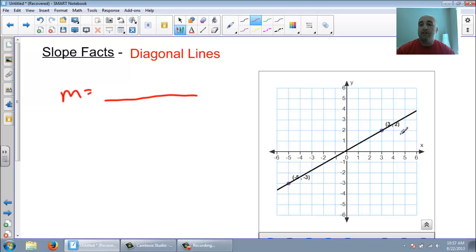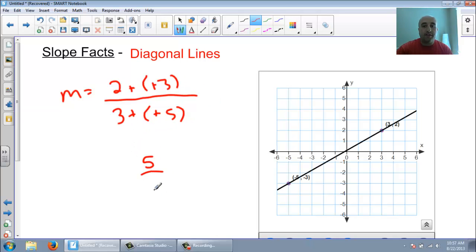And let's subtract our x's. We have a 3 on the right and a negative 5. So 3 minus a negative 5. Both of these are minus and minus, so they're both plus. The top is 2 plus 3, which is 5. And then 3 plus 5, which is 8. It cannot be reduced, so we have a positive 5/8.